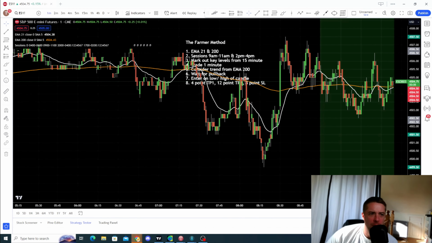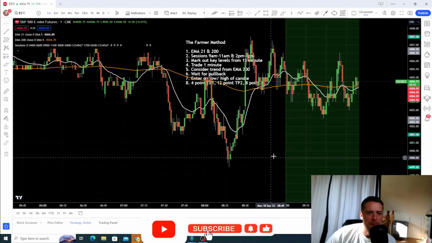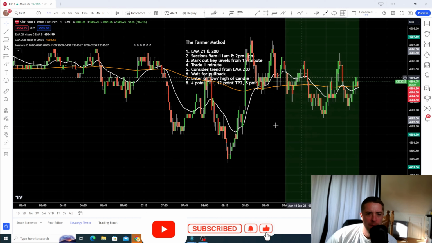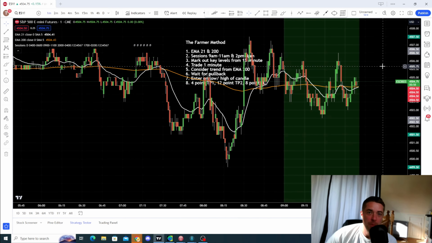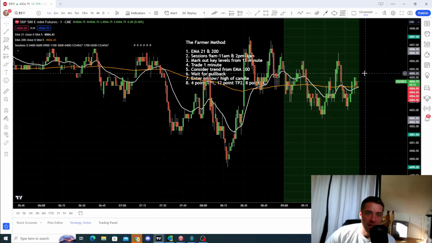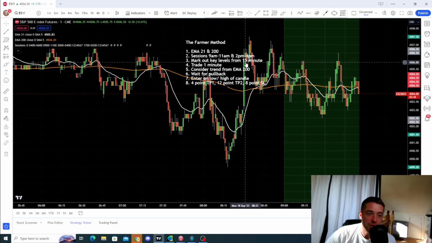Okay, so you join me on the E-mini S&P, which I trade on Topstep. A strategy that works really well, a couple of $100 at least a day, typically just trading less than a couple of hours. The method is as follows. You need an EMA 21 and 200.